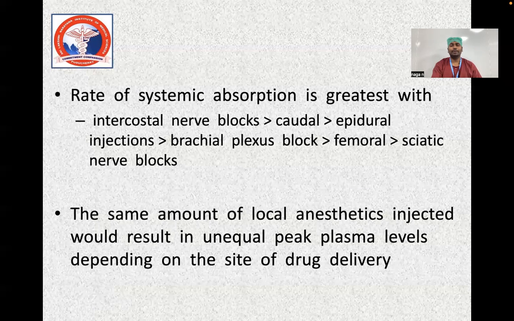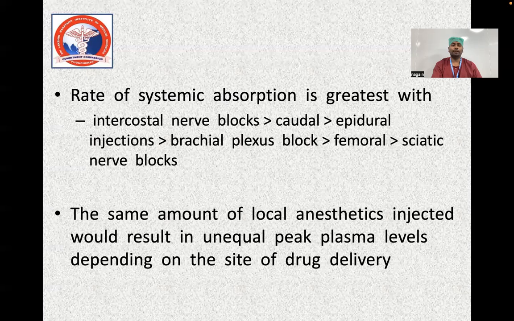The rate of systemic absorption is greatest with intercostal nerve blocks, then caudal blocks, then epidural injections, then brachial plexus block, femoral block, and sciatic nerve blocks. This is one of the most commonly asked MCQs: the rate of absorption is greatest with the intercostal nerve block. It is usually asked in AIIMS, PGI, and all PG exams.